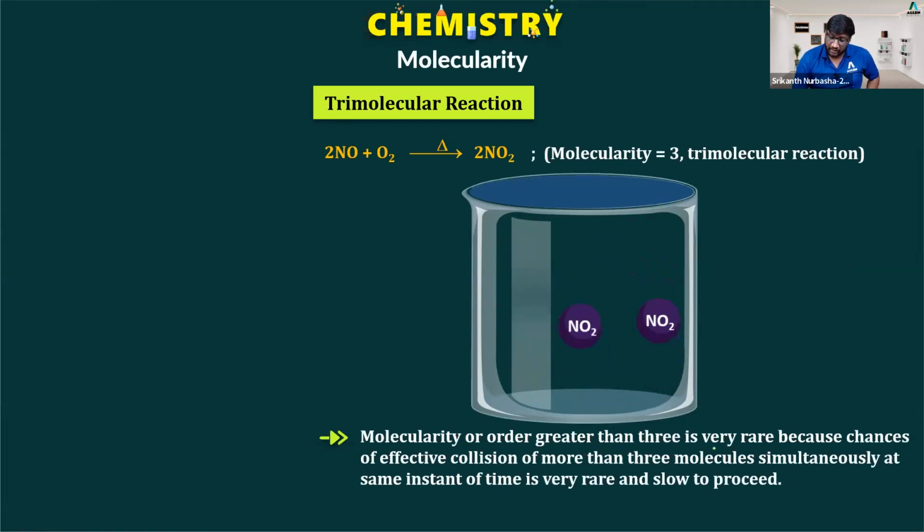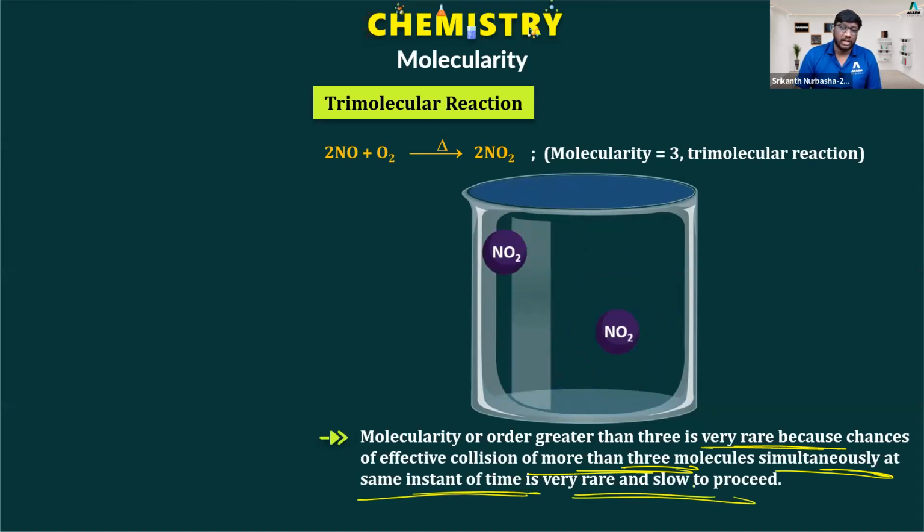Molecularity of order greater than 3 is very rare because the chance of effective collisions of more than 3 molecules simultaneously at the same instant is very rare and slow to proceed. Forget the case of very rare. Molecularity greater than 3 is not possible.